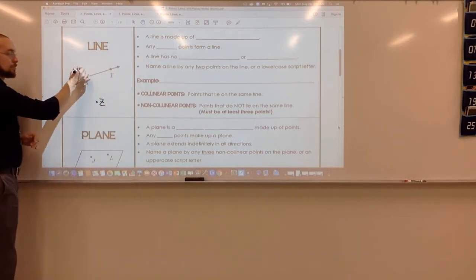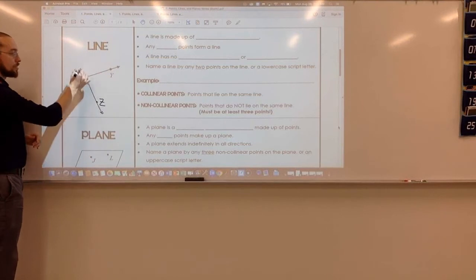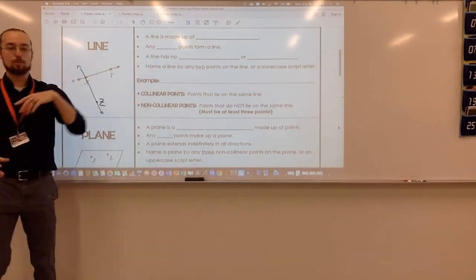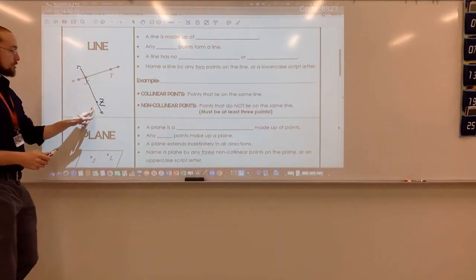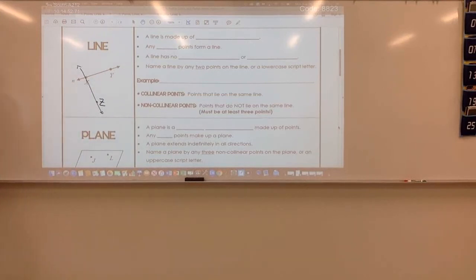Because they can still connect in a straight line, right? Any 2 points form a line. Even if it's not drawn there for you, you can draw a line between any 2 points. So we could still say that X and Z are collinear. We could not say that X, Y, and Z are all collinear. Right? There's no way to draw one line between all 3 of those points.